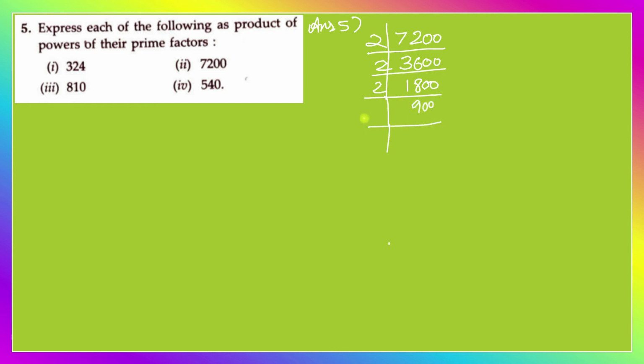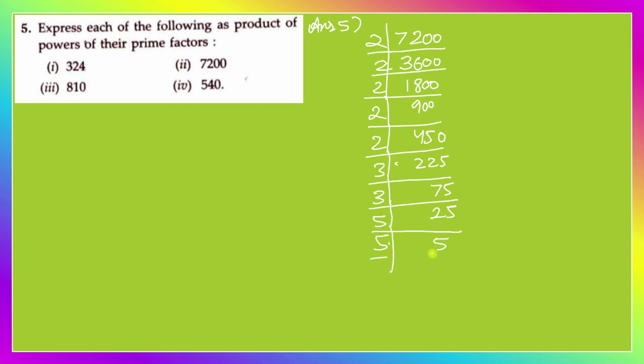Okay friends, if I just keep factorizing, I get 450. Divided by 2 again, I get 225. Now by 3, I get 75. One more 3, I get 25, and we get 5 and 5. So it is just simple logic here. Now we see we have a total of five 2s, two 3s and two 5s. So 2 to the power 5 into 3 to the power 2 into 5 to the power 2 equals 7200. So I hope you understood it.